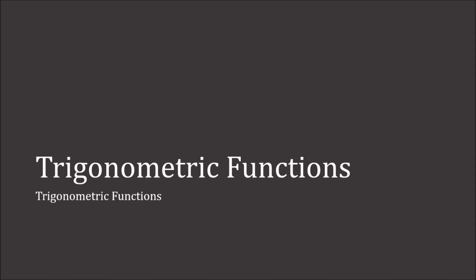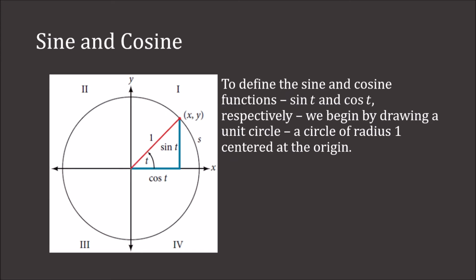We now study the trigonometric functions. So we start by defining the sine and cosine functions. To do so, we begin by drawing a unit circle, which is a circle of radius 1 and is centered at the origin, as shown here.